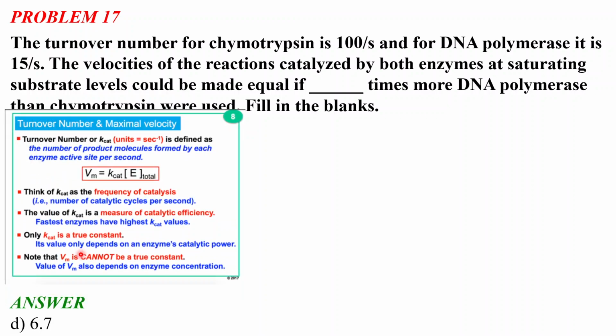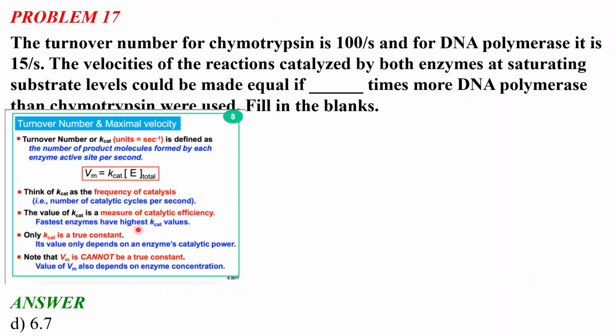So what is the turnover number? I have already mentioned turnover number or kcat is defined as the number of product molecules formed by each enzyme active site per second. So Vm equals kcat times the total enzyme concentration. Think of kcat as the frequency of catalysis, that is the number of catalysis cycles per second. The value of kcat is the measure of the catalytic efficiency.